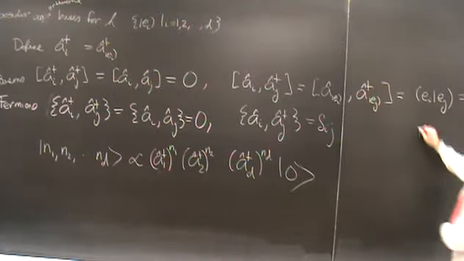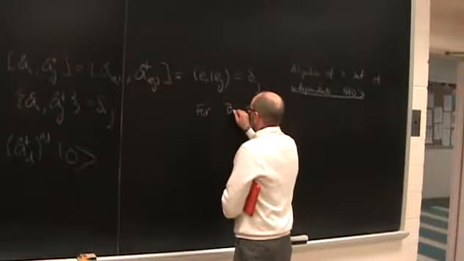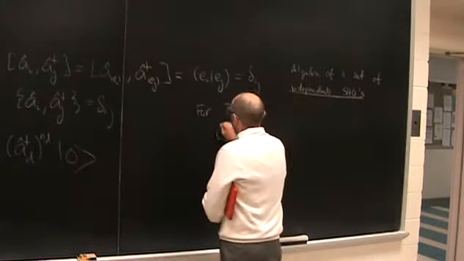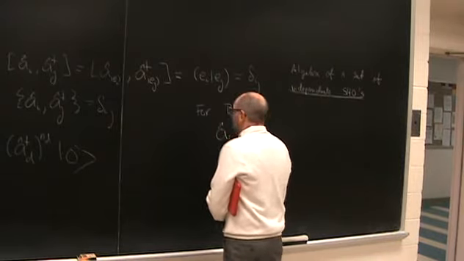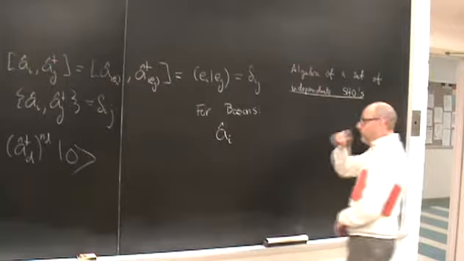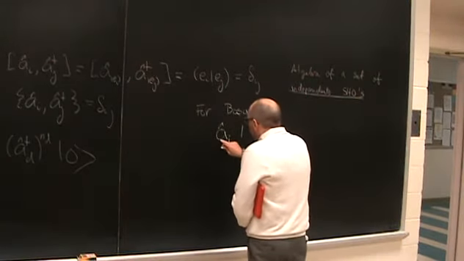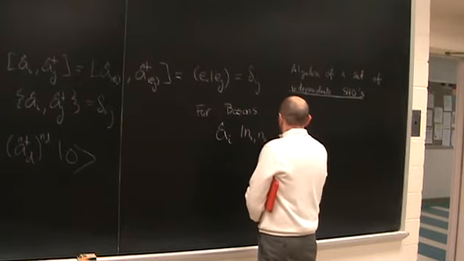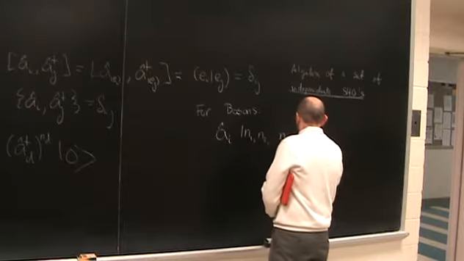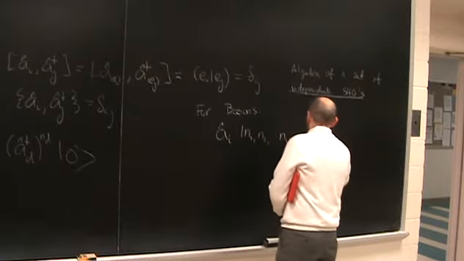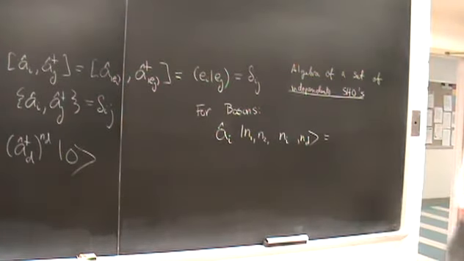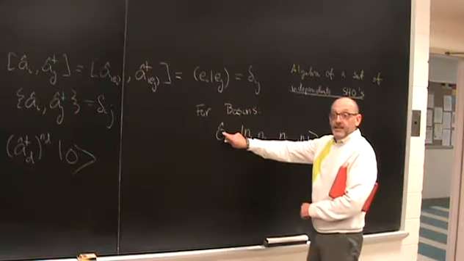So for example, for bosons, the following is true. If I apply the annihilation operator associated with the ith mode to one of these basis states, where I have n sub i particles in state i, then what is this? n1 ... n_i minus 1, because it's annihilation.